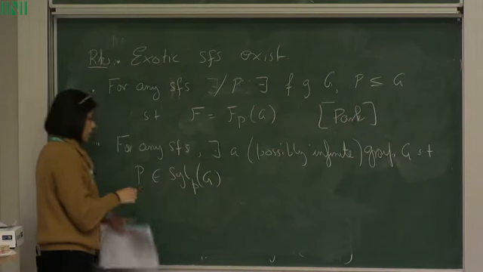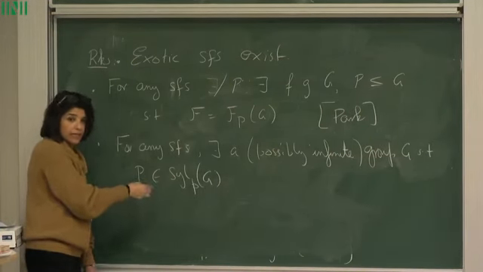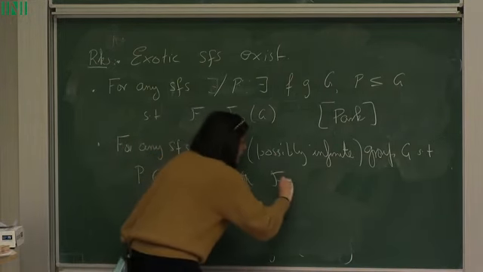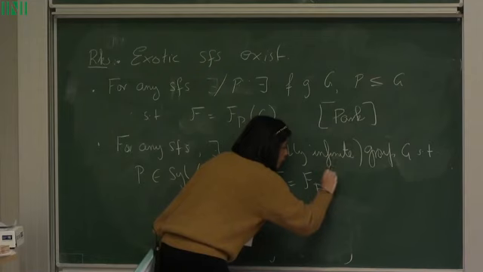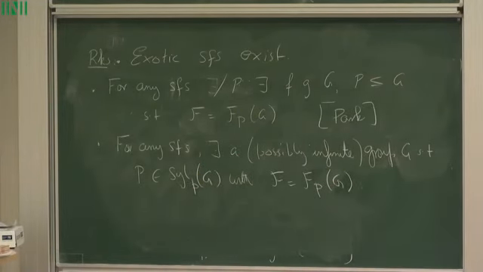What this means is that every finite p-subgroup is conjugate to a subgroup of P. In that sense, we mean Sylow, with F equals F_P(G). So in some sense, all fusion systems and saturated fusion systems are coming from the basic example.